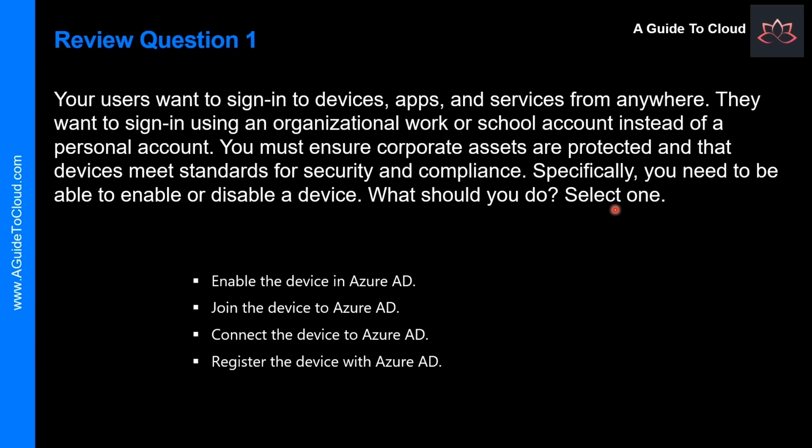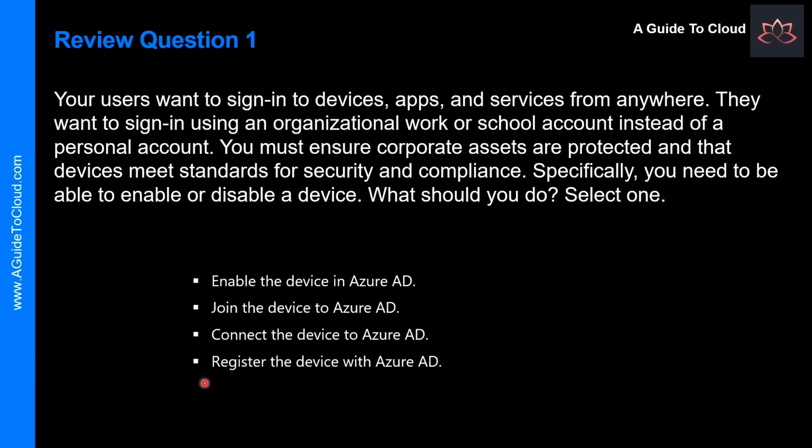What should you do? While you provide users the ability to use the work or school account, at the same time, you need to protect the devices for standard security and compliance. So which option would you pick from the below? Is it enable the device in Azure Active Directory? No. Just by enabling the device in Azure AD, it is not going to allow any of these functionality to work. Is it connect the device to Azure AD? No. Just by connecting, you are not able to get all these functionality as well.